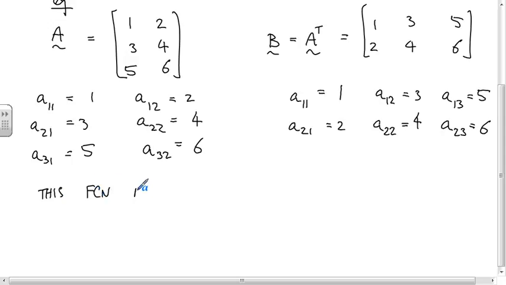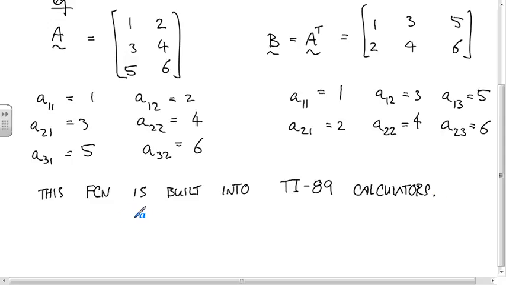This function is built into TI-89 calculators and probably some of the older ones. So let me just say how to enter matrices into your calculator. Make sure you know how to do that.